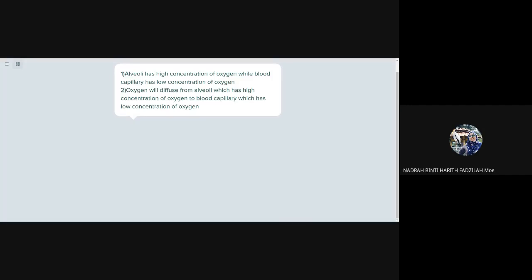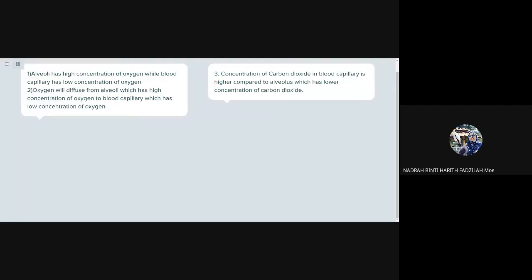Okay, saya mencari carbon dioxide pula. So nak cerita carbon dioxide. Untuk carbon dioxide, memang semua, both carbon dioxide dengan oxygen move down concentration gradient. Tapi down concentration gradient untuk oxygen tak sama dengan carbon dioxide.